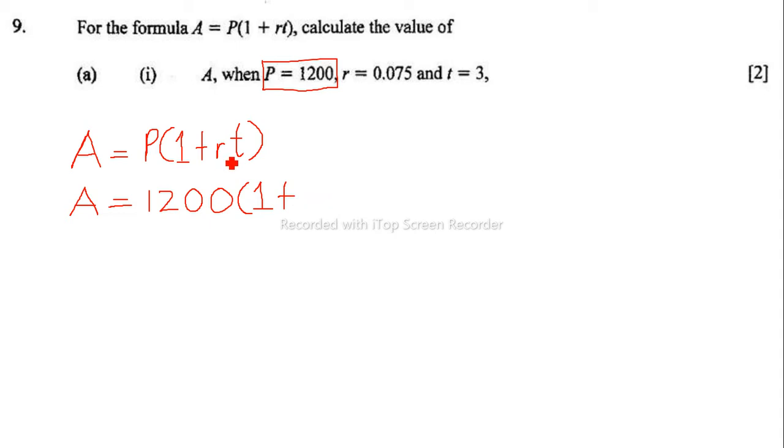Okay, R, and what is R? R is what? 0.075. Yeah. 0.075, right? So 0.075. And then we're gonna multiply that by what? By T, which is 3. T is 3. Right?